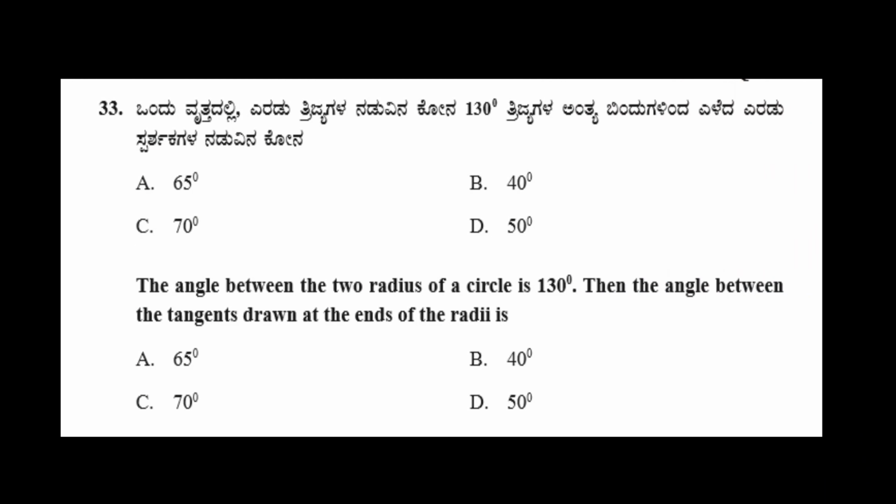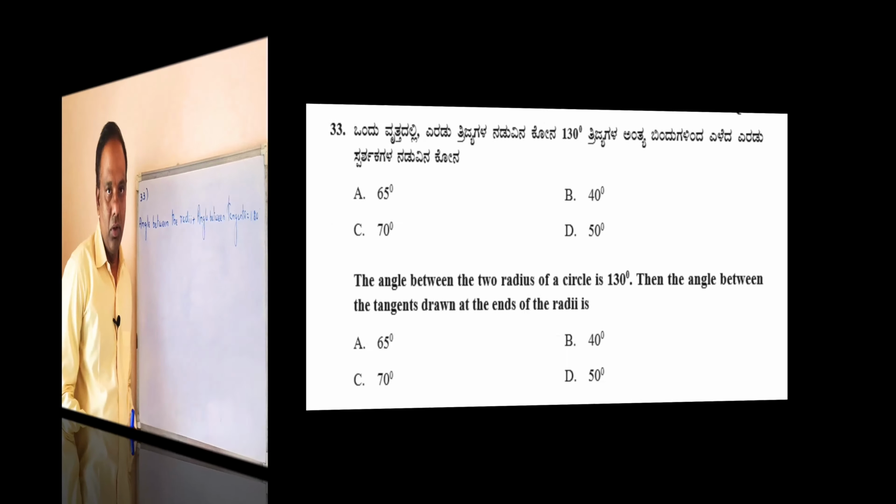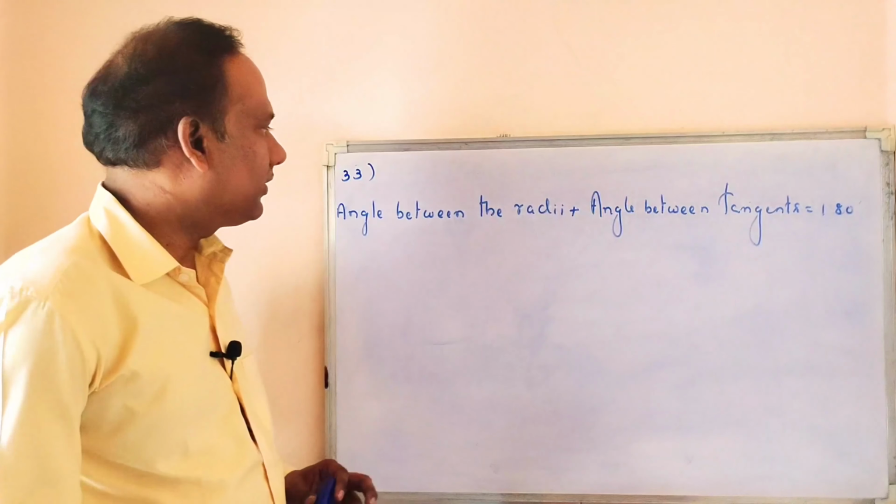So question number 33. The angle between the two radii of the circle is 130 degrees. Then the angle between the tangents drawn at the ends of the radii is: option A 65 degrees, option B 40 degrees, option C 70 degrees, and option D 50 degrees. Okay, it is question number 33.